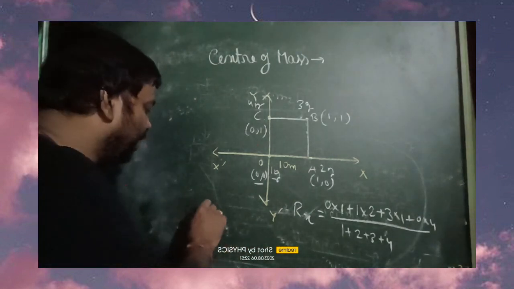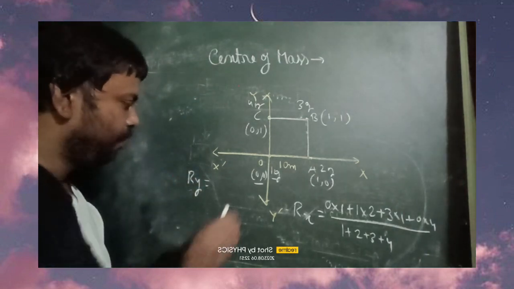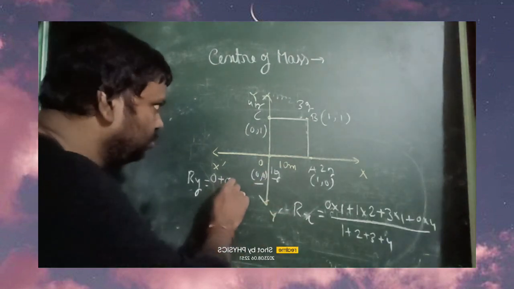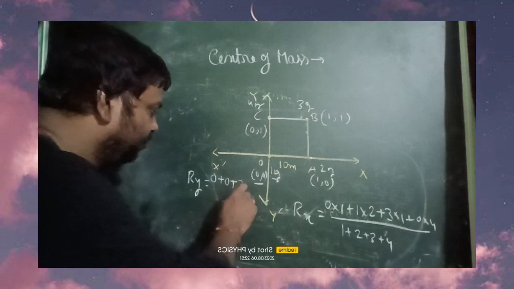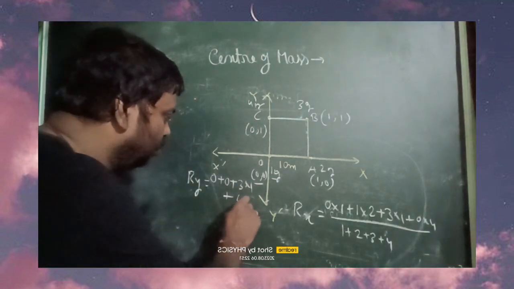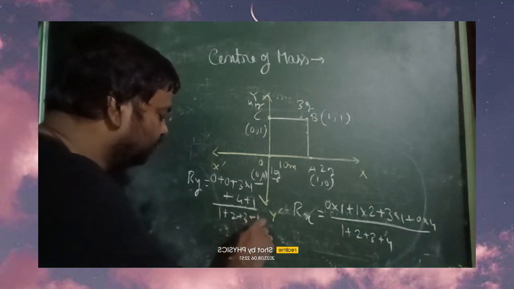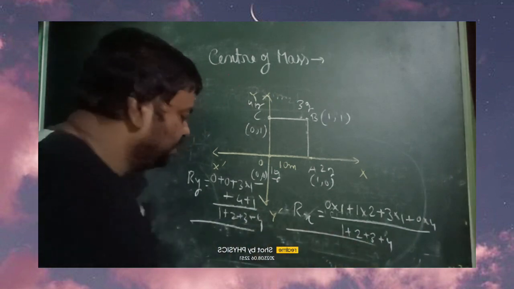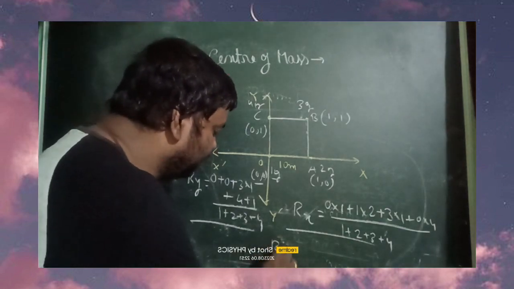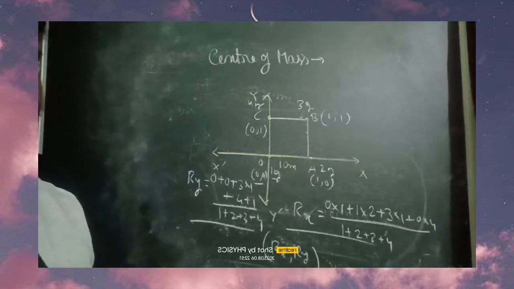Now find the Ry. Ry is equal to 0, and next 0 into 2, that is also 0. Now 3 into 1 plus, for the 4 gram, 4 into 1, by the total mass, 1 plus 2 plus 3 plus 4. So we can find the coordinates of the center of mass of that kind of system of particles. So we can write Rx, Ry as the position of the center of mass.